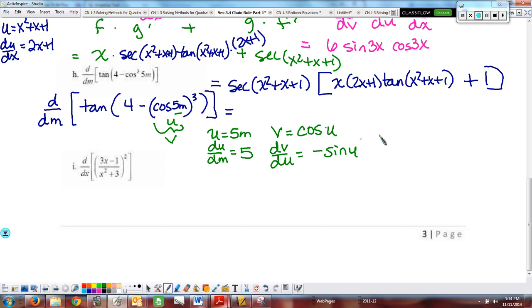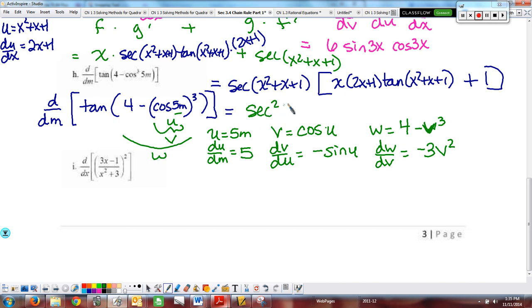This is now v. So let's do w for our next letter. W is going to be 4 minus v cubed. And there's my dw. So dw dv is going to be negative 3v squared. Now we're getting there. So this was my w. And now I'm finally on the outside, so I can start putting myself together. What's the derivative of tangent of w? The derivative of tangent is secant squared of w.